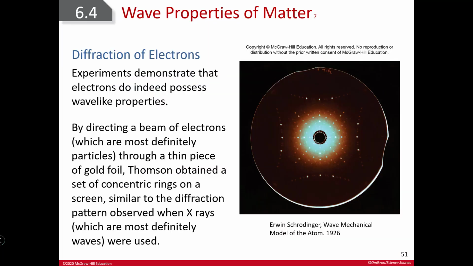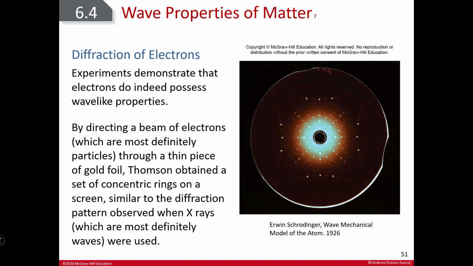All right, so there's a series of experiments in the 1920s and so forth. We start seeing electrons do possess wave-like properties. So we're still particle and wave. And this is how we determine it, by directing a beam of electrons, which are most definitely particles. We think of an electron as a particle. You probably thought of it as a particle because we've shown it as a particle striking the phosphorus plate.